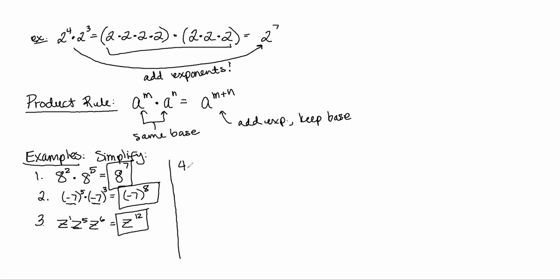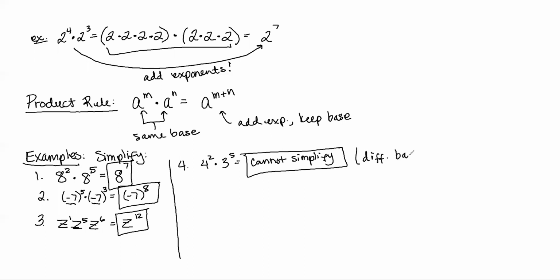All right, number 4. These ones are kind of the special cases of this section. So this one we're given 4 squared times 3 to the 5th. Take a look at that one for a second and think about why we can't combine these. So I'm going to say cannot simplify. And the reason is because even though we're multiplying 2 terms with exponents, we have a base of 4 and a base of 3. So since they have different bases, we can't combine them together.